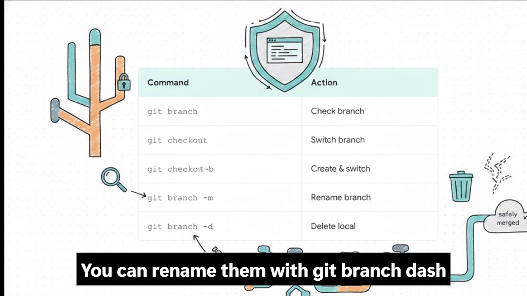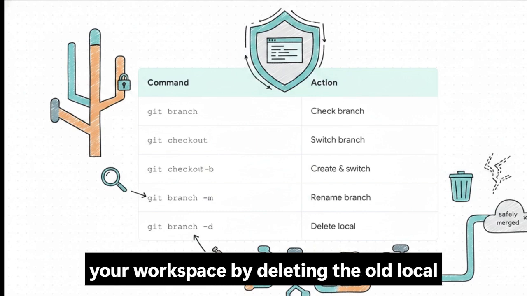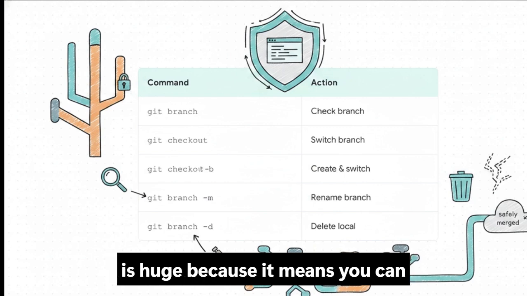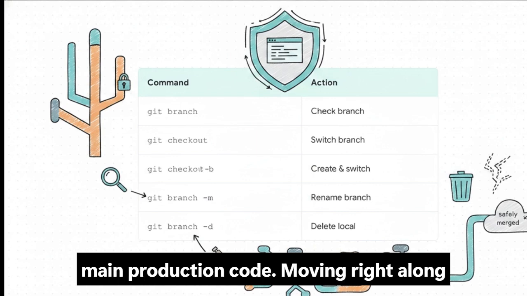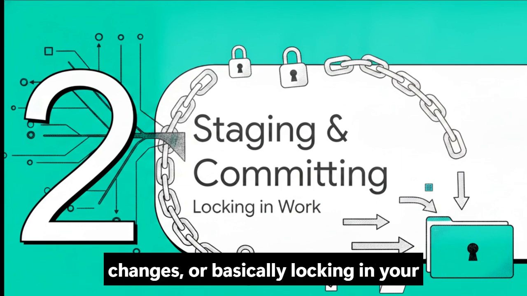You can rename them with git branch -m, and when you're completely done and the code is safely merged, you clean up your workspace by deleting the old local branch with git branch -d. This isolation is huge because it means you can experiment safely on your Terraform scripts without any fear of breaking the main production code. Moving right along to phase 2, staging and committing changes, or basically locking in your work.